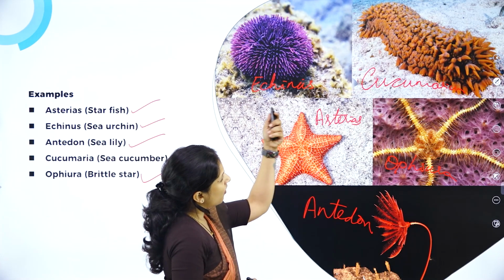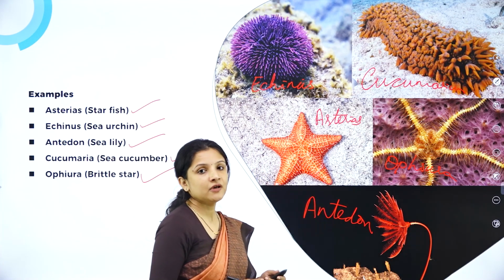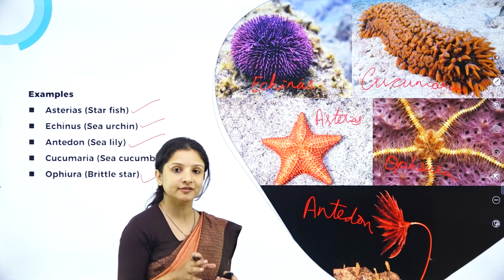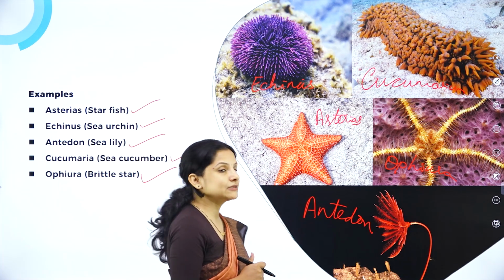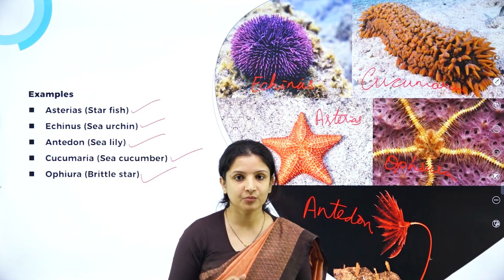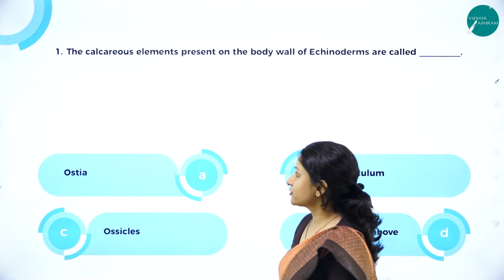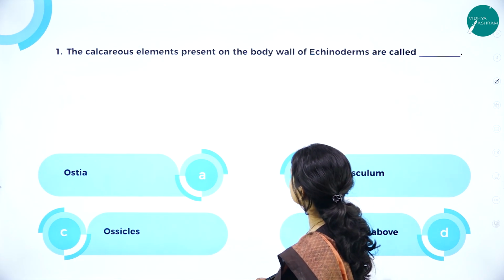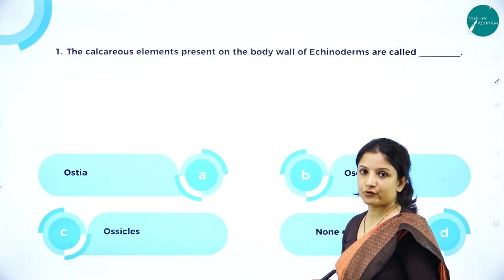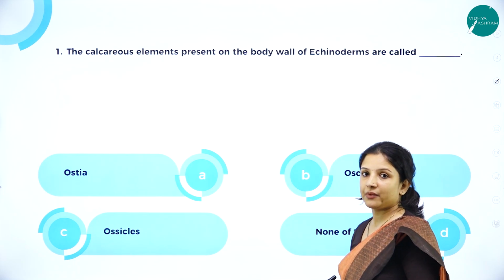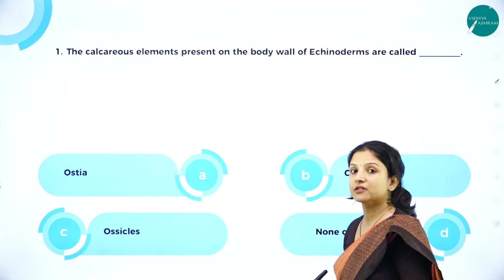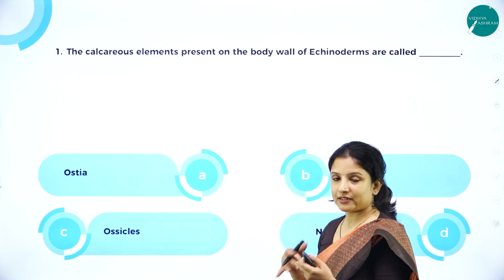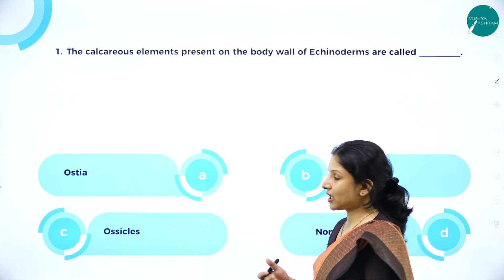And if you can see, all these organisms have hard calcareous spines on their body, which are nothing but ossicles, called as ossicles. So hence they are called as spiny body. So let's look into some of the MCQs under this topic. The calcareous elements present on the body wall of echinoderms are, or the question can be, the calcareous elements present on the body wall of asterias or starfish. Like that, they can take an example and also frame a question.